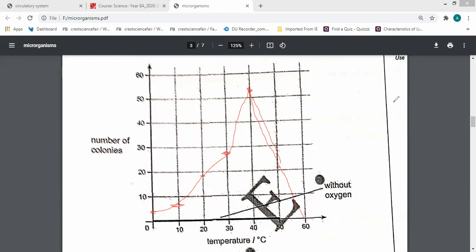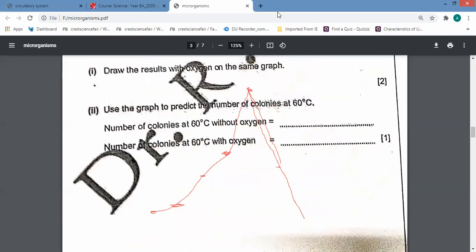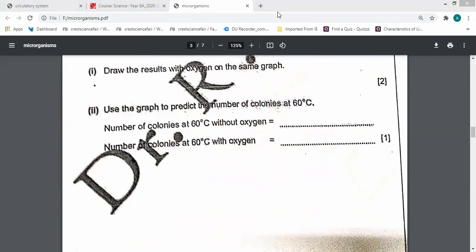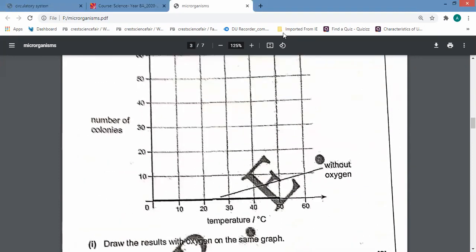The next question, use the graph to predict the number of colonies at 60 temperature. Let's go back to the graph. I clear it. I will do it rapidly, like I think it like this. Okay, no problem. Like this.